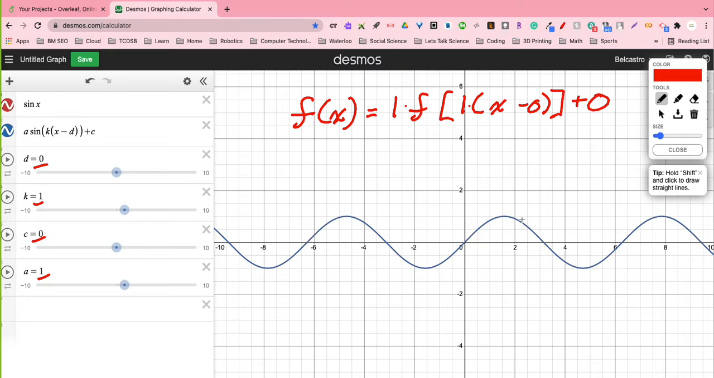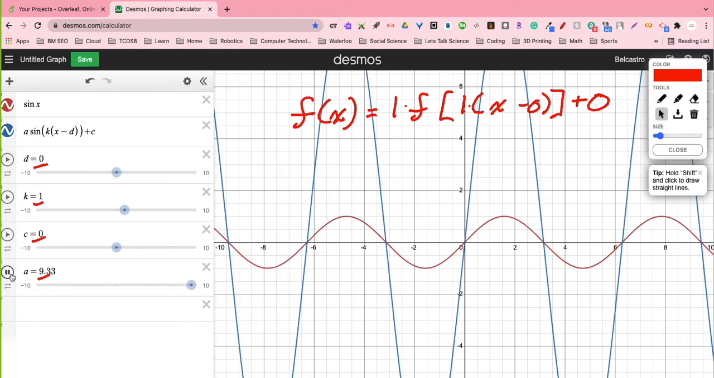This function, they usually call it the parent function. It's the simplest version of the function. But as we start to manipulate these things, you'll notice things will start to stretch and compress, okay? So as I manipulate the a value vertically, you're going to notice this goes up and down. So you'll notice it goes both ways.